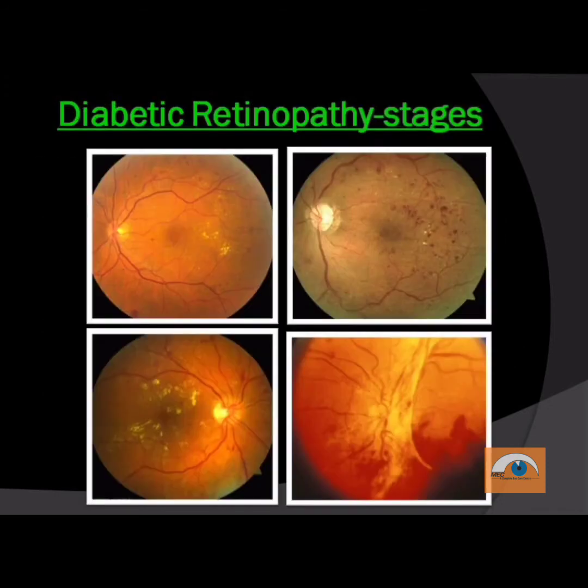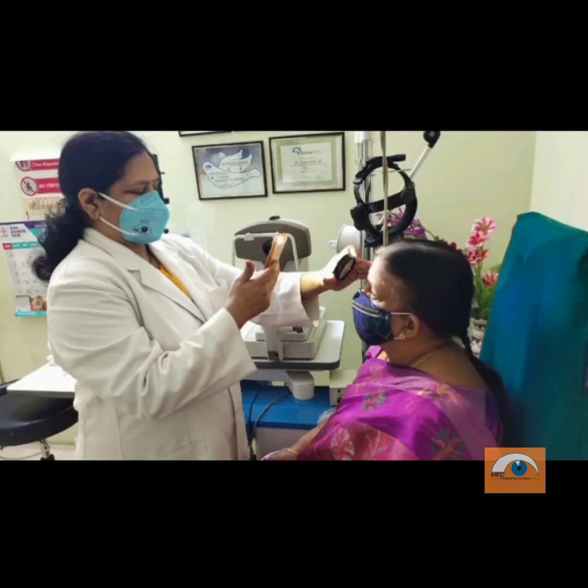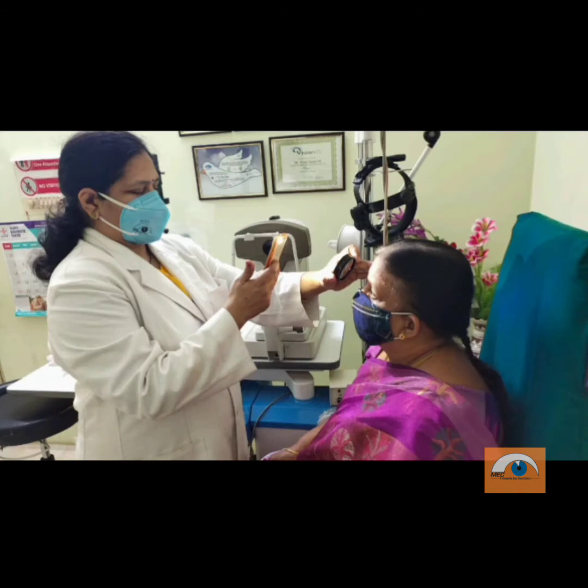Diabetes mellitus is an imbalance in blood glucose levels. Diabetes can cause severe ocular complications like macular edema, abnormal growth of new retinal blood vessels, bleeding inside the eye. Changes in the blood vessels of the retina or fluctuations in vision sometimes lead to the first diagnosis of diabetes. Diabetic retinopathy is one of the leading causes of preventable blindness in this country. In addition, people with diabetes develop cataracts earlier than other people. Therefore, it is important for diabetic patients to have regular eye examinations.